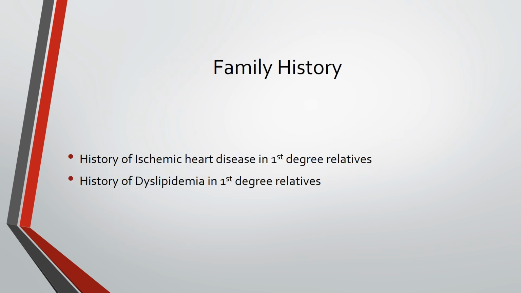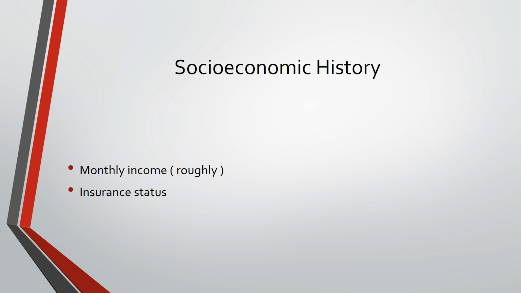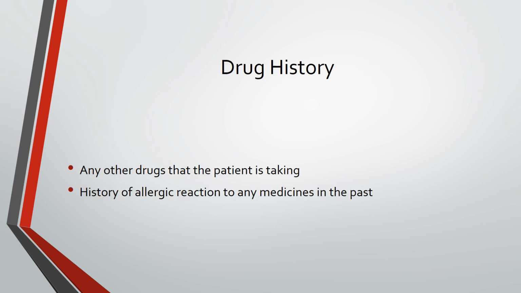The next step in history taking is a detailed family history, which will include the history of ischemic heart disease in first degree relatives, as well as the history of dyslipidemia in first degree relatives. Next we come to the socio-economic history, which will include the monthly income roughly, as well as the insurance status of the patient. Next is the drug history. It will include any type of drug that the patient is taking and the history of allergic reaction to any medicines in the past.